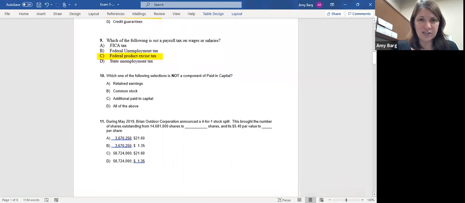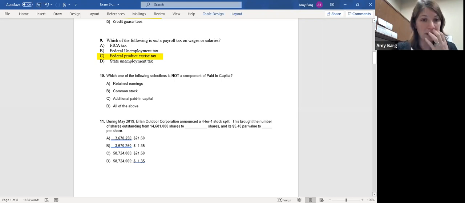Which one of the following selections is not a component of paid-in capital? Okay, so paid-in capital is capital that other people pay in to your company. Retained earnings is earnings, right? Your net income that you keep that you don't give out as a dividend. But common stock is stuff that people buy from you. They give you money for it. They pay into your company by buying common stock. And additional paid-in capital is the price that they pay above the par value, right?